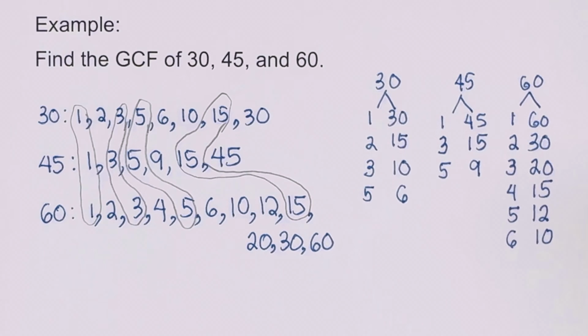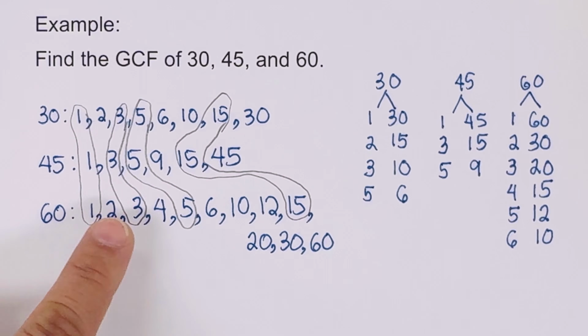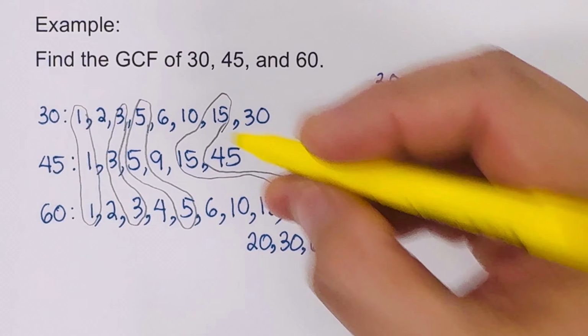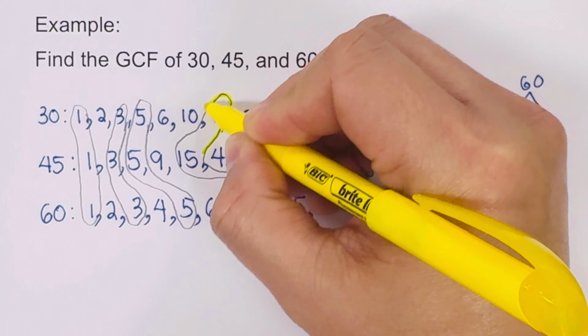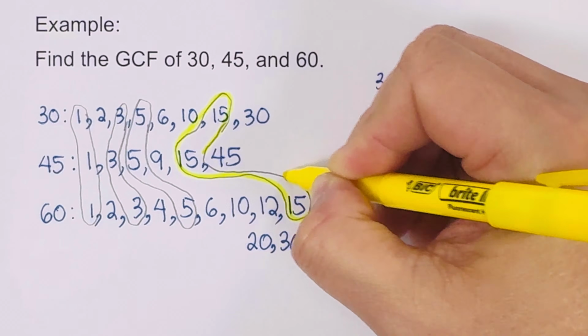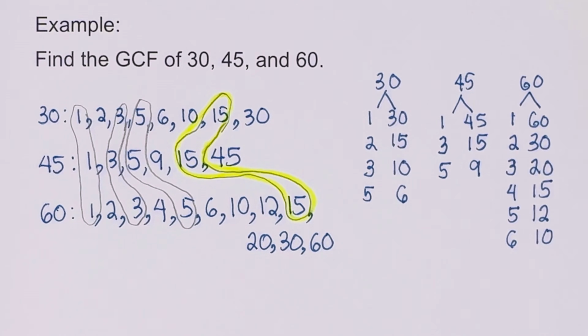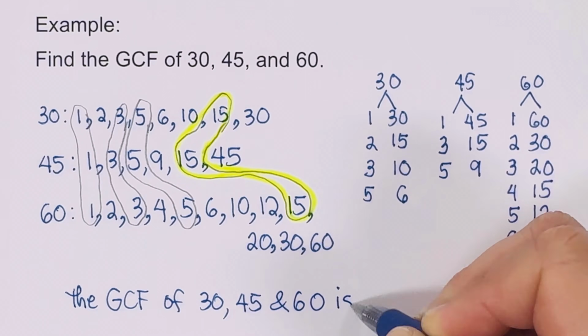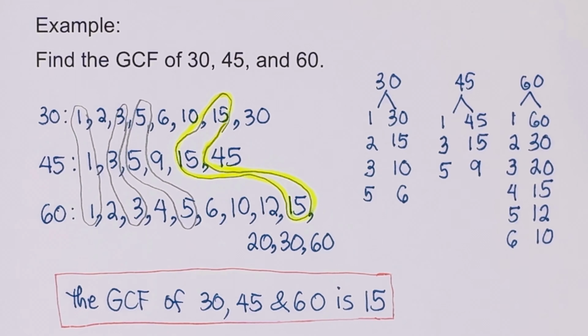And these are all the common factors. So that means 1, 3, 5, and 15. 15 is the biggest number. That tells us that 15 is the GCF of 30, 45, and 60. So that is how we find the GCF of given numbers.